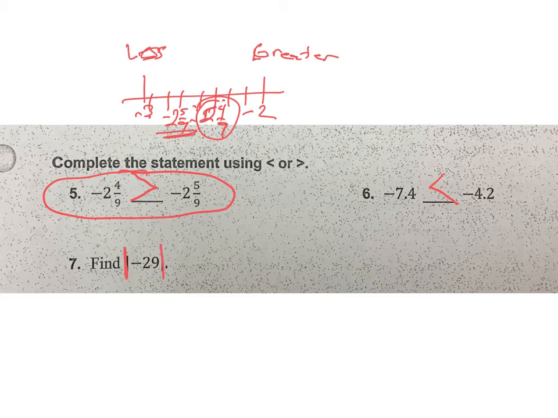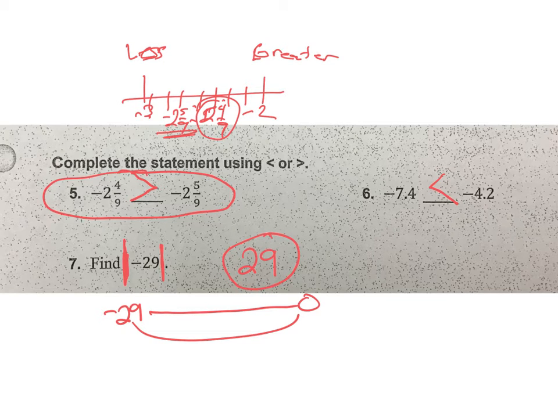Now this number 7 is absolute value. This line here and this line here means I want the absolute value, which is the value of whatever's inside. So it's negative 29 all the way to 0. What is that distance? Well, that distance is 29. And that is my absolute value of negative 29. It's 29 between 0 and the number. Okay.